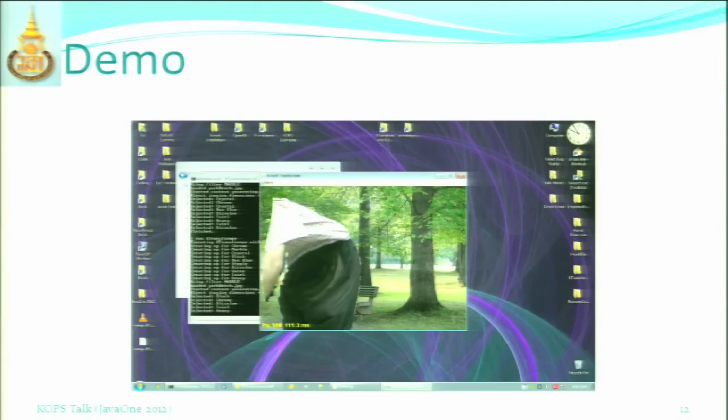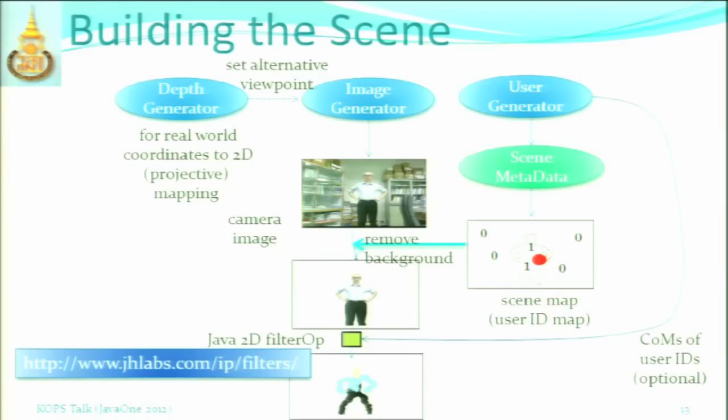All right, how does that all work? Well, it's a bit more complicated. I'm using 3 generators here. I have to use the image generator to get the image. I have to use the depth generator mainly in order to do some transformation of depth coordinates to image coordinates. I don't want to get into that. And the interesting one is the user generator, which returns something called a scene map.